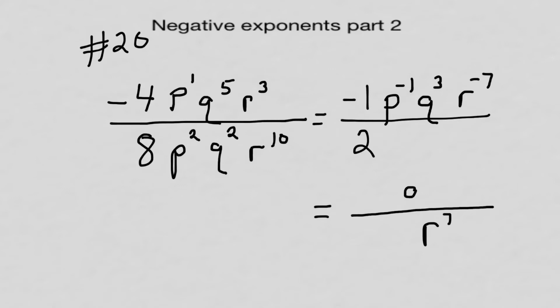Q can stay on the top. It's Q cubed. P to the negative 1 goes to the bottom, and we can just call it P. We could put a positive 1 there, but we don't need to.